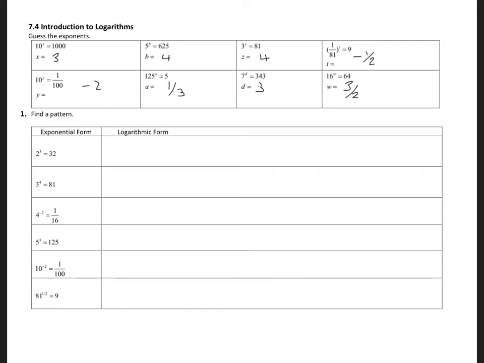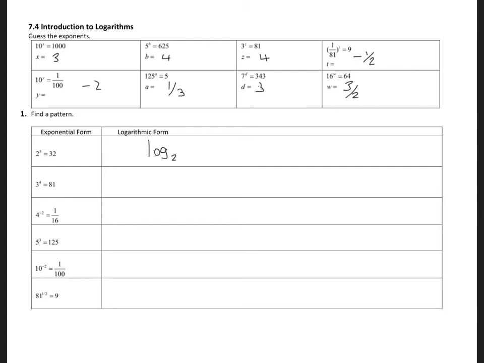So now the next one. We know that the cube root of the square root of 16 is 4, then we cube it, so we get 64. So now we are going to move to find a pattern, and we are going to move from exponential to logarithm form.